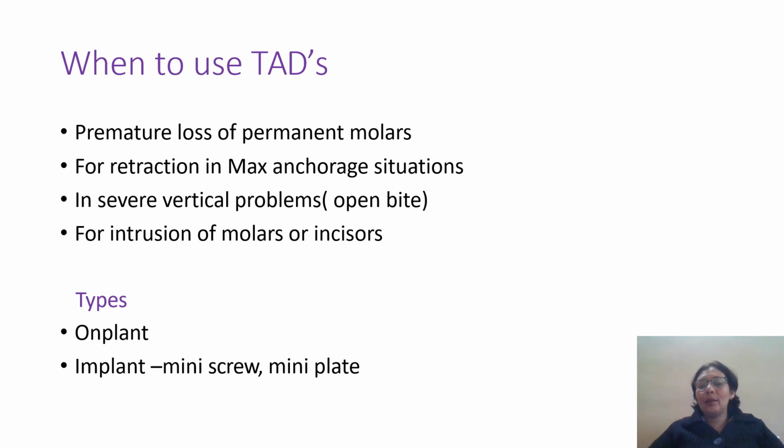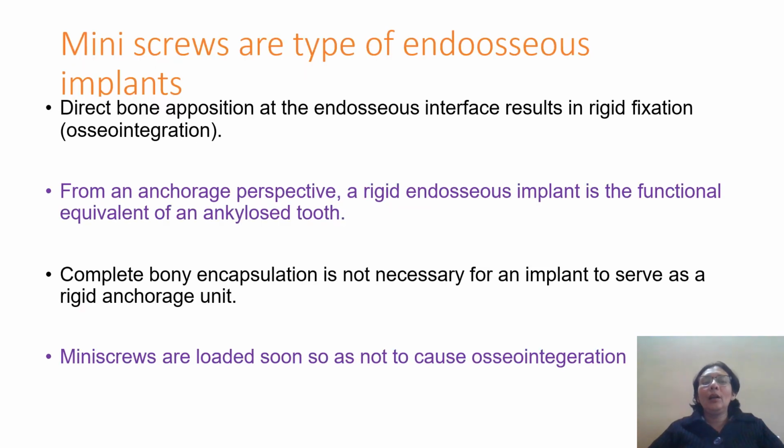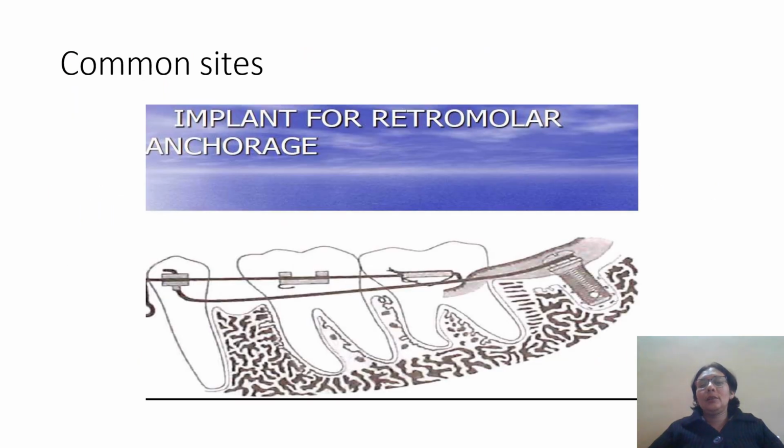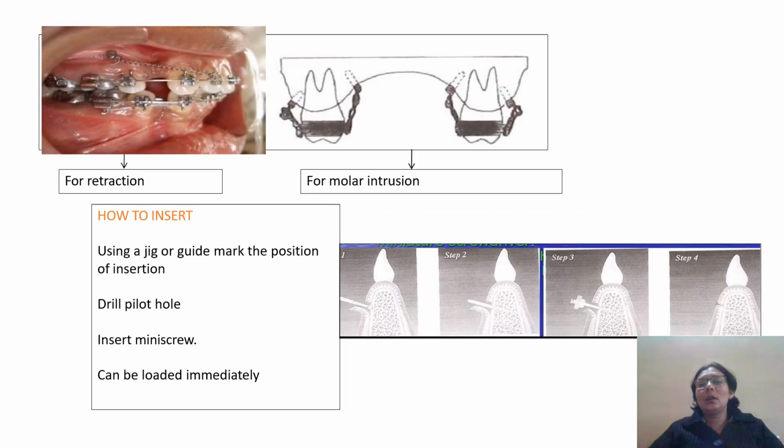It could be used as an implant in the palate. It could be used as an implant, mini screw or mini plate, placed between the teeth or in the zygomatic arch region, depending on the case requirement. So basically they are endo-osseous implants, and there is no need for osseointegration for these implants, as needed for prosthodontic implants. So these are the common sites, say in the retromolar area where we are distalizing the full arch.